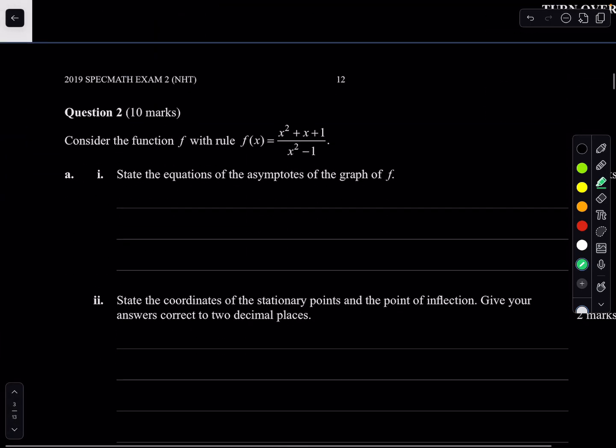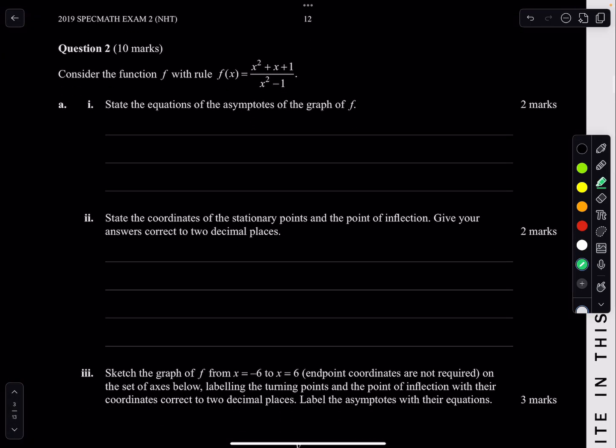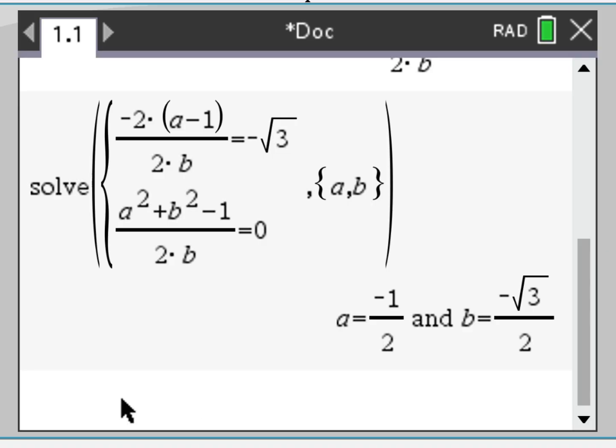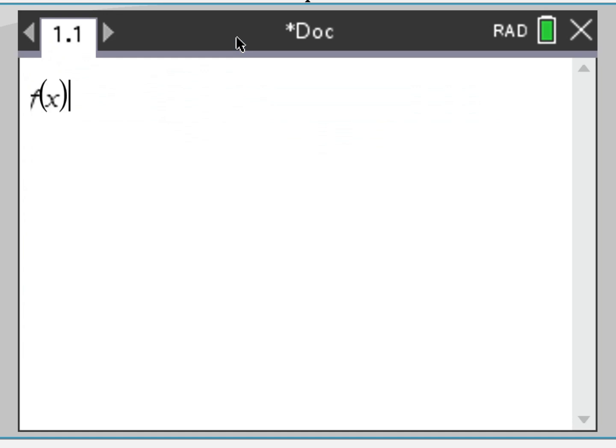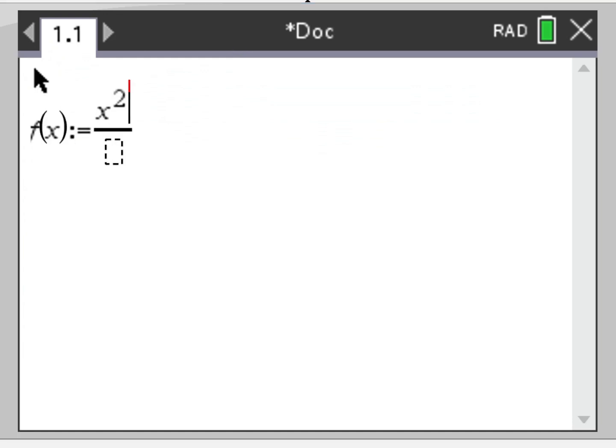Next question. Question 2. Consider the function f with the rule of this, f of x. State the equation of the asymptotes of this graph of f. Easy. We can actually see that this can divide to this, so there's going to be a remainder. So I'm going to go to my CAS and define this. Let's control N this whole thing here. I'm going to say f of x, define this function. f of x is x squared plus x plus 1, over x squared minus 1.